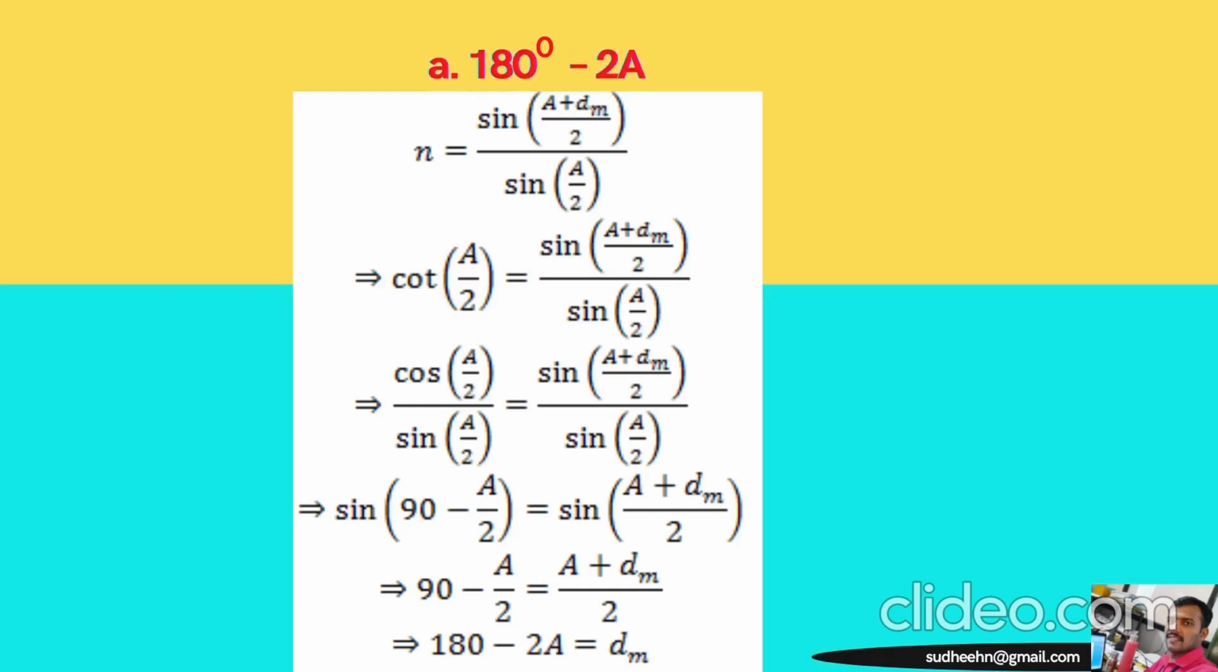That is with the help of the equation n is equal to sine of (A plus dm) by 2 divided by sine of A by 2. By considering the cot relation, cot of A by 2 is nothing but sine of (A plus dm) divided by 2, divided by sine of A divided by 2. By writing that cot in terms of sine and cos, we are getting cos divided by sine. So by simplifying, substituting, we will get the relation as dm is equal to 180 minus 2A. That is the right answer.